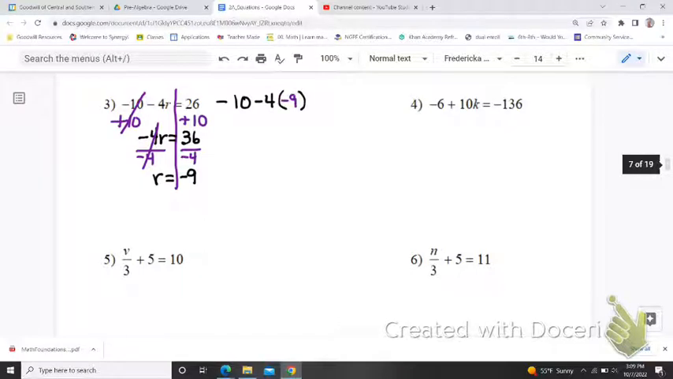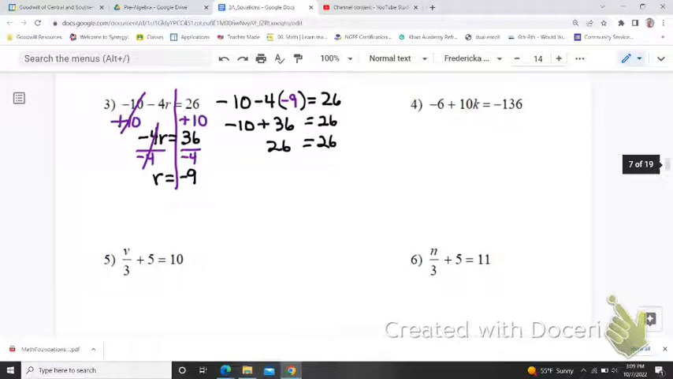To check that, negative 10 minus 4 times negative 9 is my variable's value, r in this case. So multiplication would have to come first. This would make this plus 36. So negative 10 plus 36, that is 26. So yes, it works.